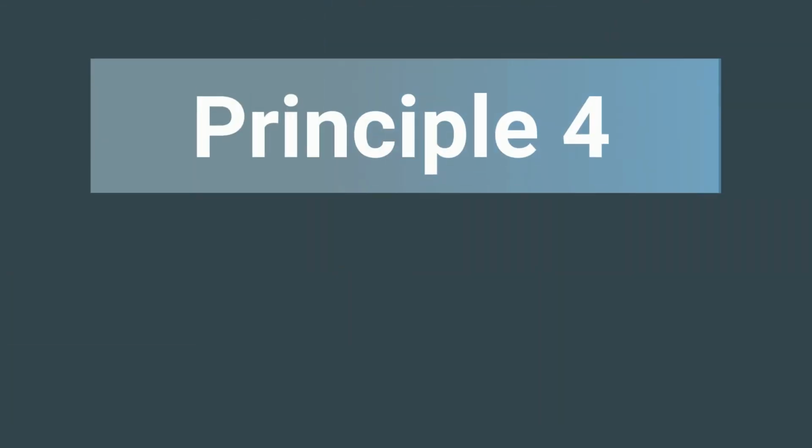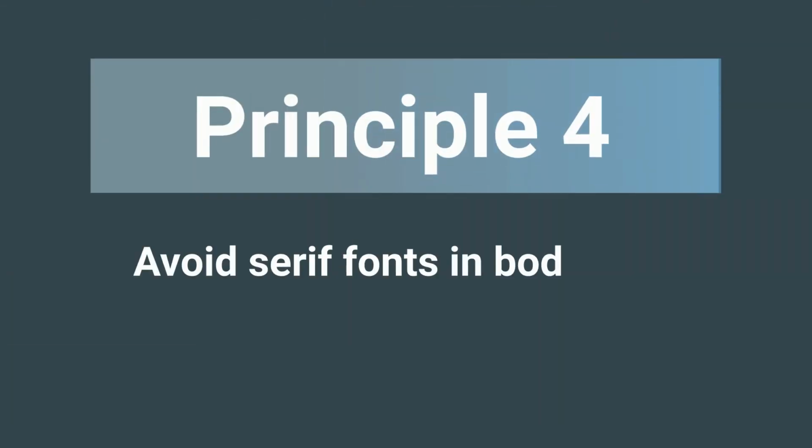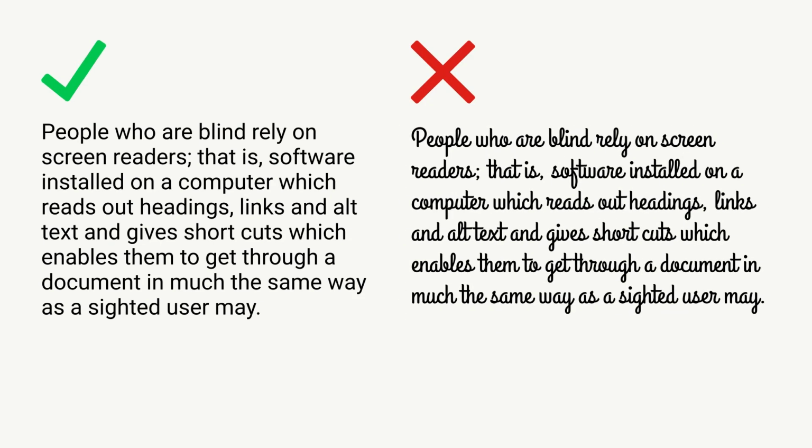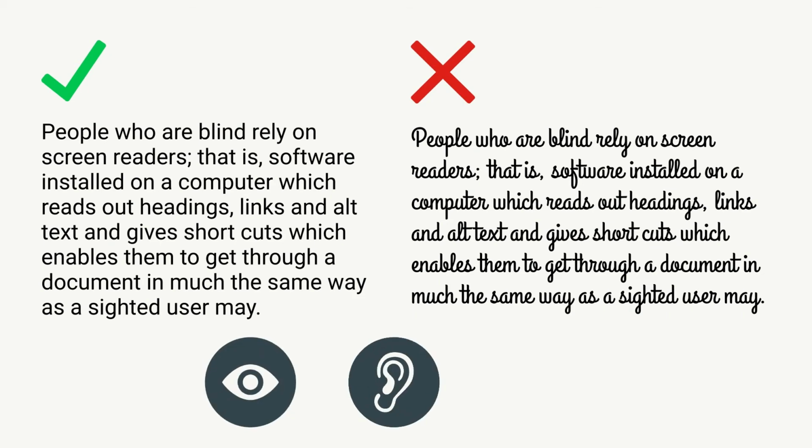Principle 4. Avoid serif fonts in body text. The first paragraph, which uses a simple sans serif font, is easy to read. The serif font on the second paragraph makes the text much more difficult to read. In fact, any kind of decorative font should be avoided in body text. Again, this is to help those who have low vision, literacy difficulties, and dyslexia.